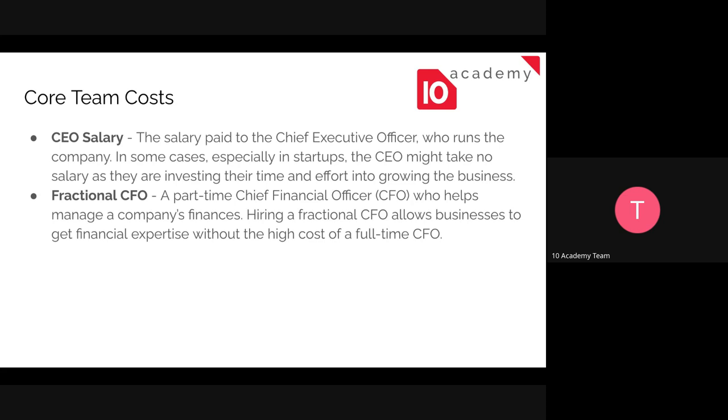And the next one is fractional CFO. It's a part-time CFO who helps manage a company's finances. Hiring a fractional CFO allows your business to get financial expertise without the high cost of a full-time CFO. It's just a salary that you are going to pay for your team. For example, if it's a tech company, it might include a developer team, so you are also expected to pay them a salary. So this is also part of core team costs. And if you have a marketing team, or any staff members working inside your company, they are going to be included in the core team costs.